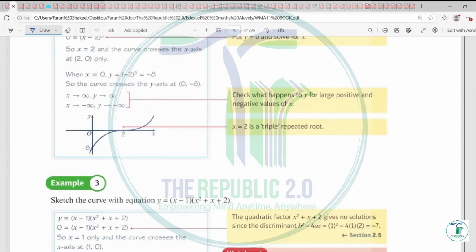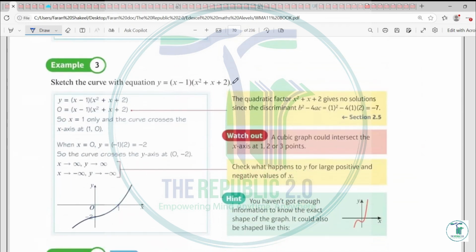Now, if you're looking at this one, this has to be the same thing as well. But the most important thing that you need to remember over here is that it can have multiple shapes, as I've told you in the example earlier on. So it is even written over here that you haven't got enough information to know the exact shape of the graph. The same graph can also be drawn like this, right? So that is what we need to do about the cubic and reciprocal graphs.